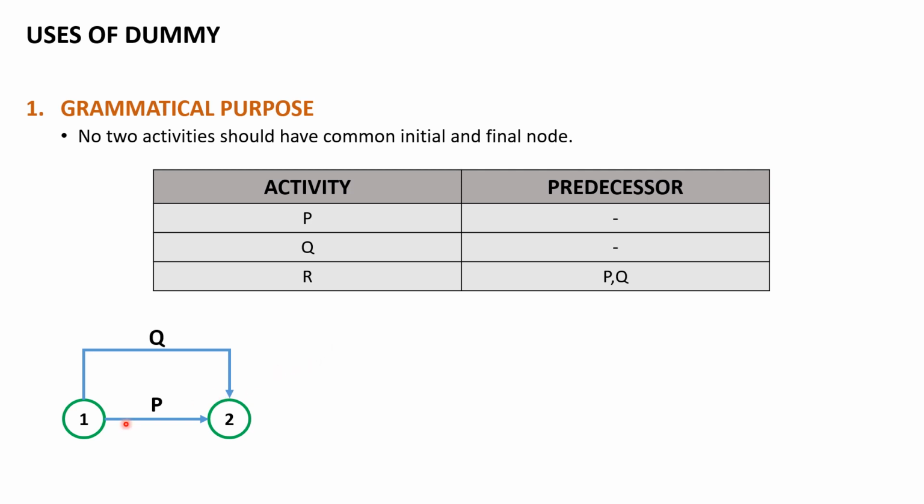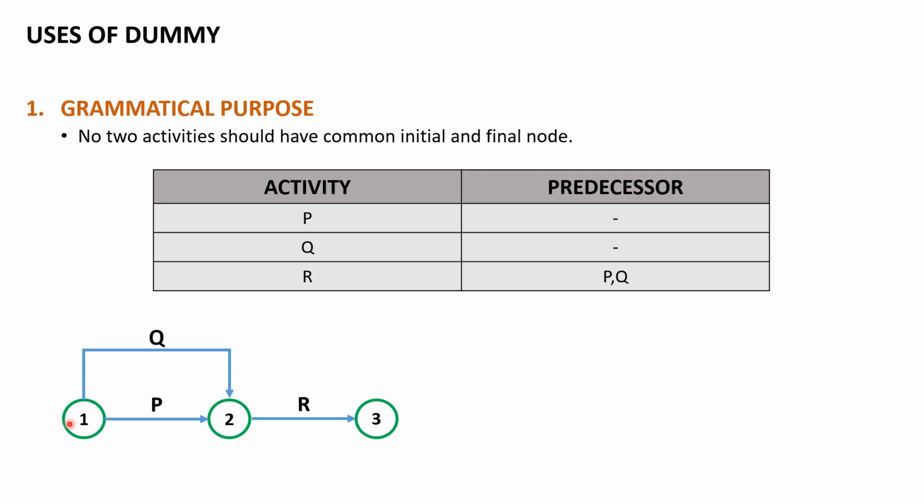Now you might wonder why I have drawn these two in this fashion. This is because our third activity, activity R, has predecessors P and Q. In order to draw activity R, both activities P and Q should be completed. Now you can see at event number 2, I have activity P and activity Q, both completed at event number 2. From this, we can have activity R and have this closing final node, which would be numbered as event number 3.